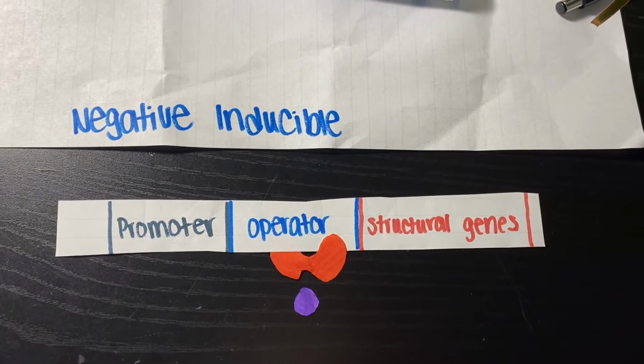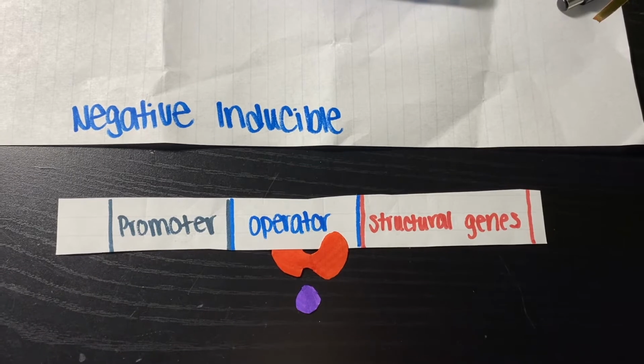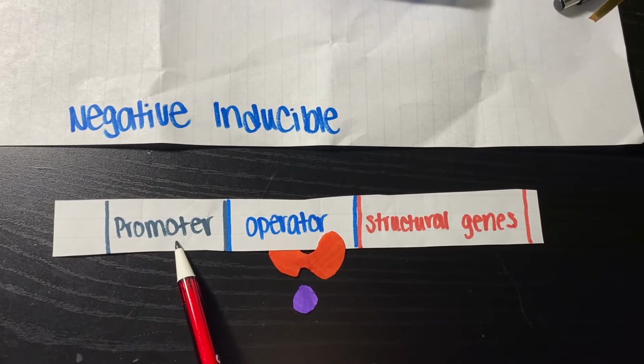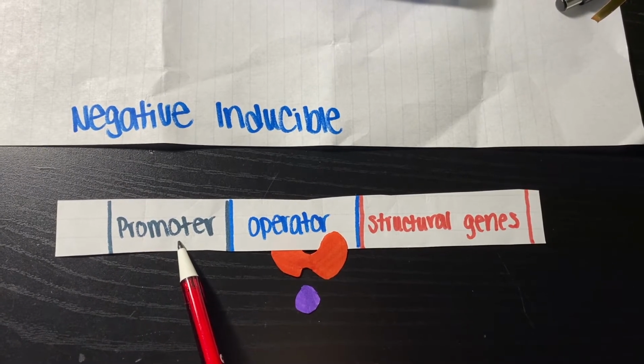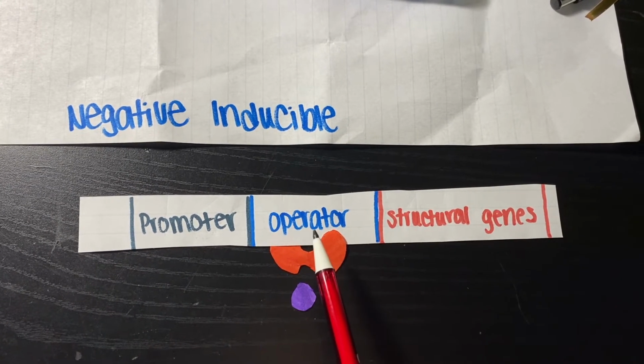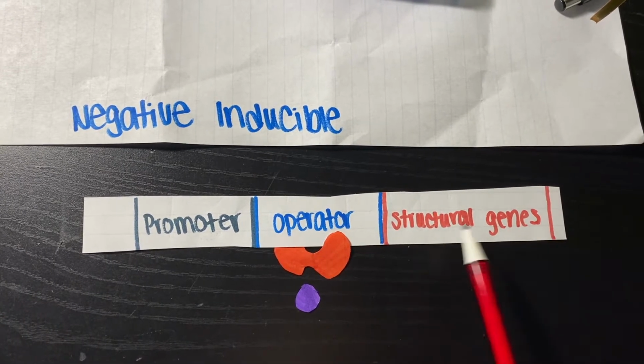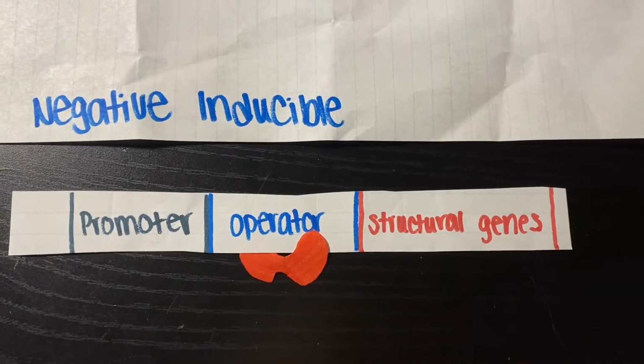Here is an example of an operon, which is a mixture of structural genes and transcription control. This is the promoter region, and this is where RNA polymerase binds to the DNA and starts transcribing. The operator is where the regulatory protein is bound and prevents the RNA polymerase from continuing transcribing, and the structural genes are the things being transcribed.